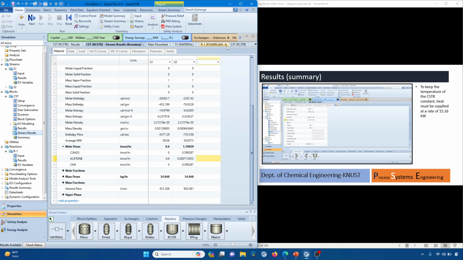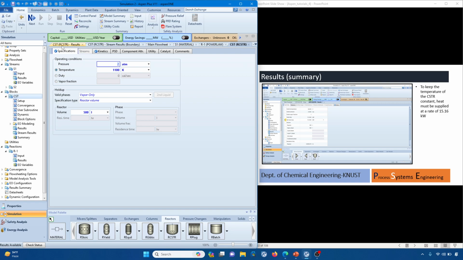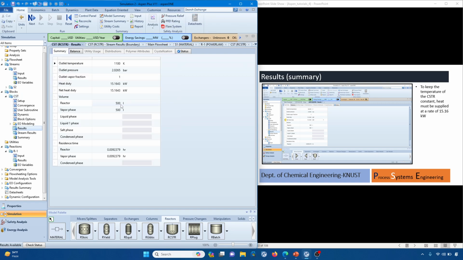So that is all for the CSTR. We will be looking at the other kinetic reactor types, the PFR and the PBR, the packed bed reactor and the plug flow reactor, in our next lesson. Thank you.